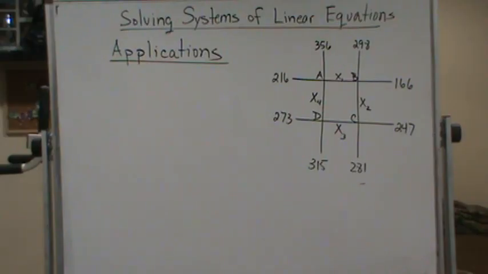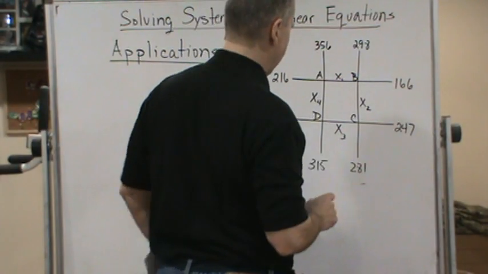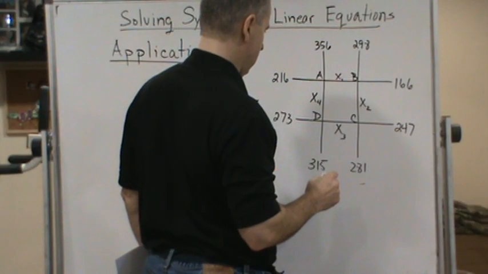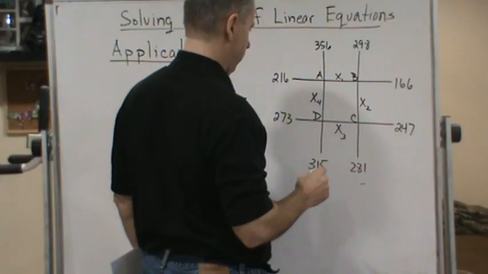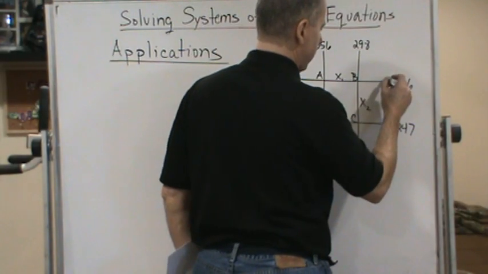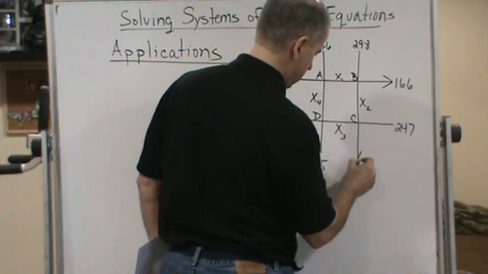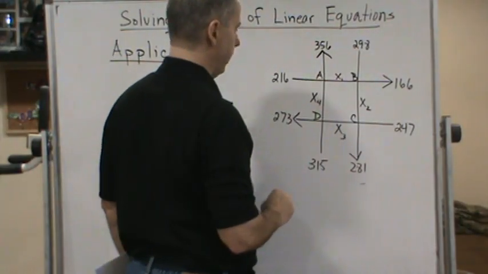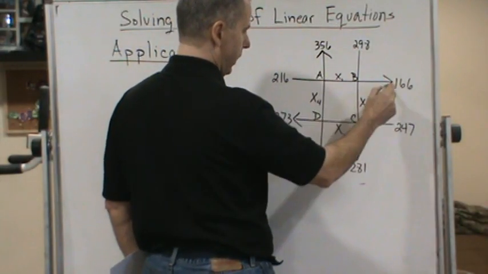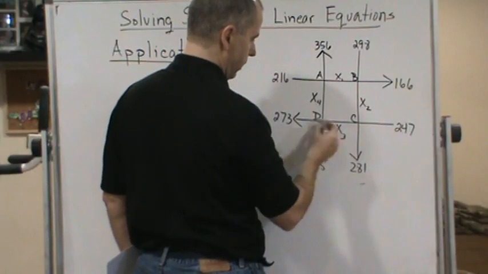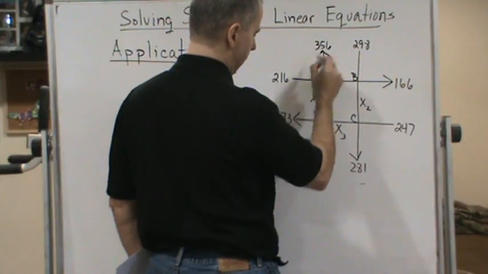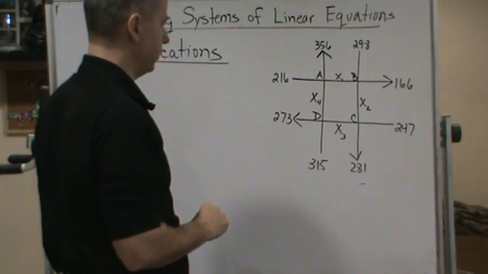Okay, so let's show what the one-way streets look like. The streets run this way. So this would be this, this, this, and this, right? So this is one way going this way, then this is one way going this way, one way going this way, and then the one way going up. Okay, so the arrows tell you the one-way direction. Okay?